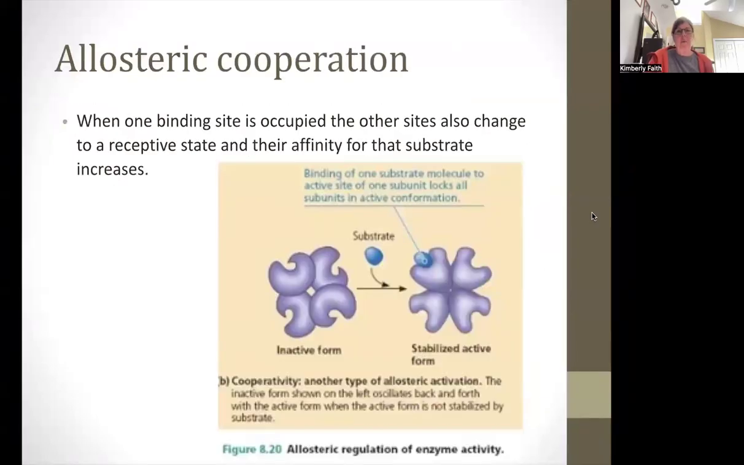So we can see here when one binding site is occupied, the other sites also change to a receptive state and their affinity increases. Affinity means how much they like that substrate. So once we bind there, we have those other binding pockets. Notice how it's changed shape. And now we have those other pockets available for more substrate.